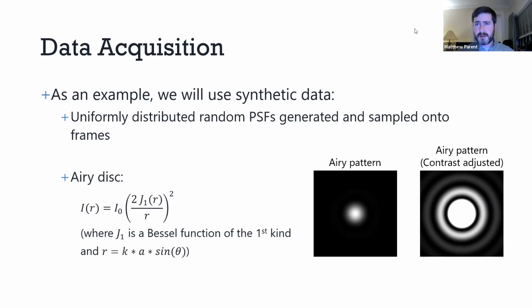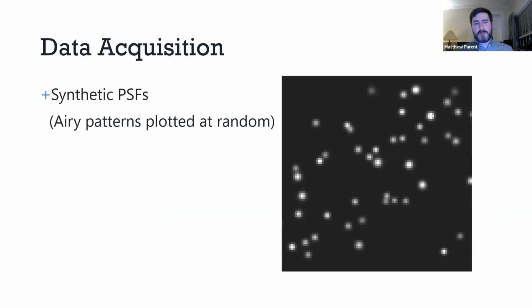For our example case, I've just generated a bunch of Airy patterns, which the equation you can see down here, it's a Bessel function. It's a little messy, but you essentially get this big central lobe, and then these rings around it. The rings you typically don't see unless the molecule is really, really bright. So I'll start by simulating a bunch of these. Let's say we have a bunch of Airy patterns plotted at random. They look pretty nice. They're pretty clear. We can tell most of these apart. Not all of them, but most of them.